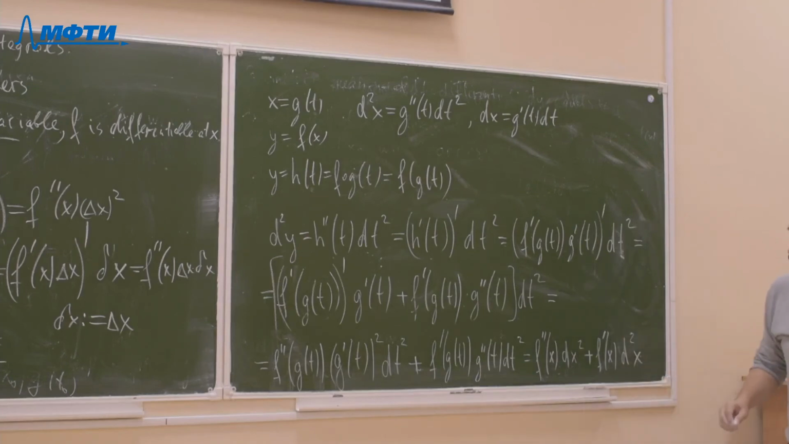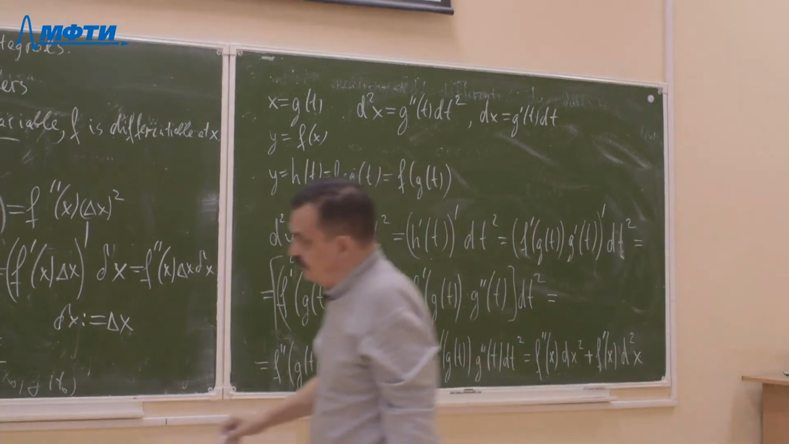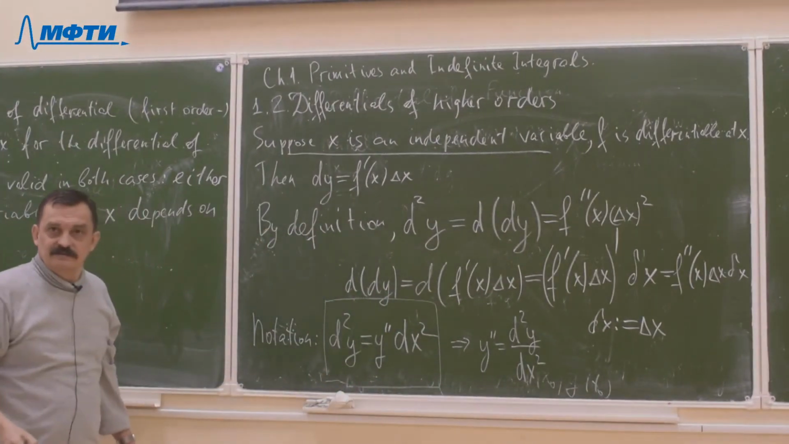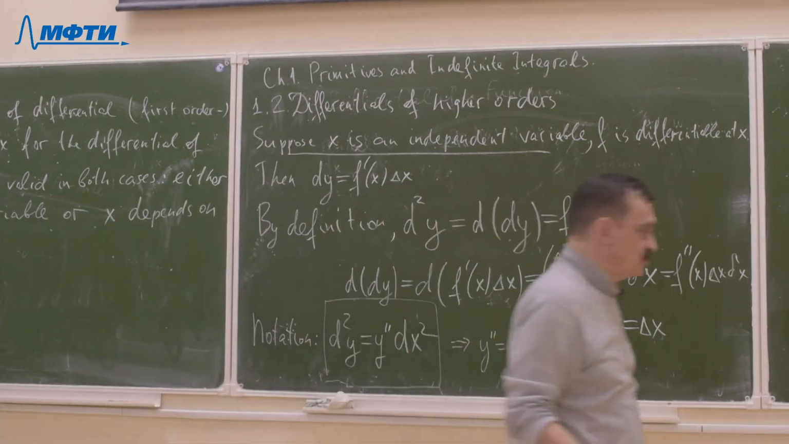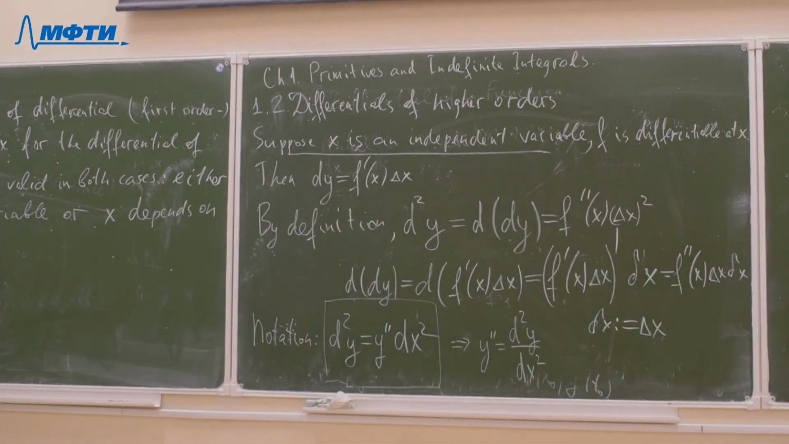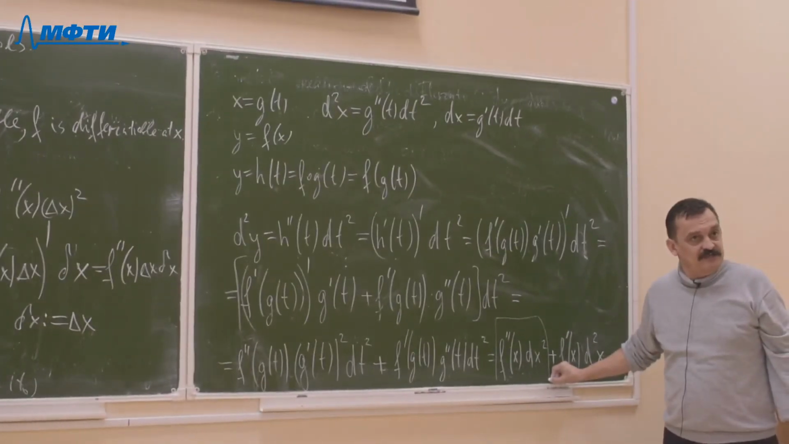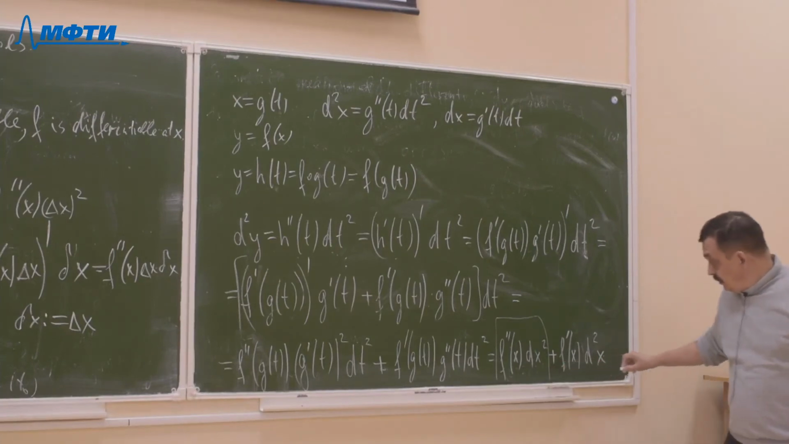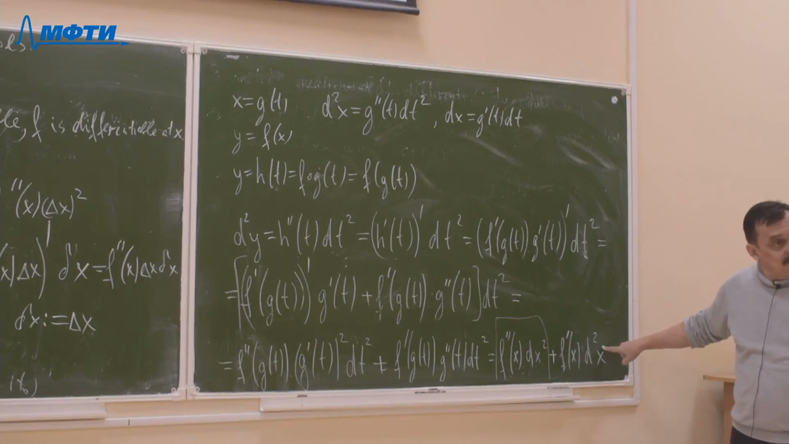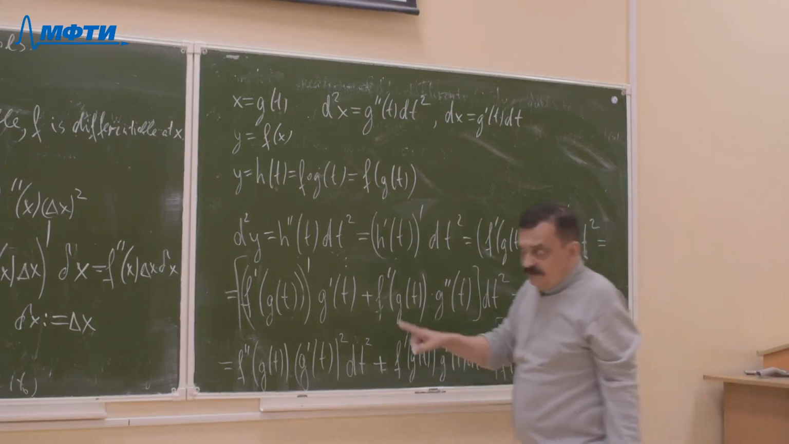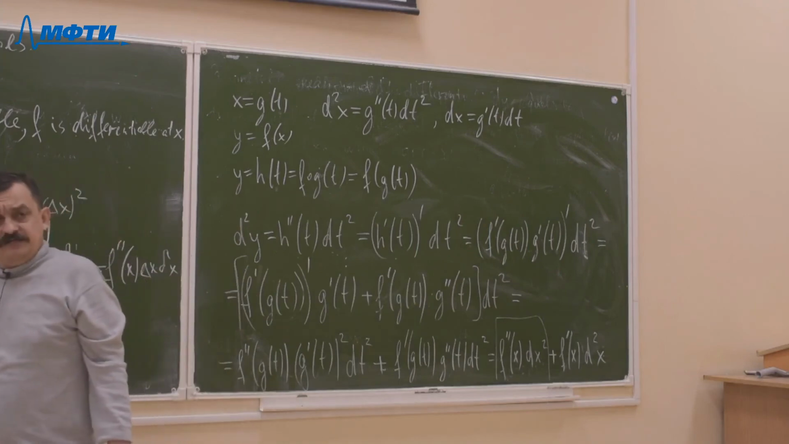Now compare with the formula for the case when x is independent. It's different, right? Essentially different. So you see, this part is the same as for the case when x is an independent variable, right? And we have an extra term, which contains d2x. The formula will be the same, by the way, in a particular case. When?